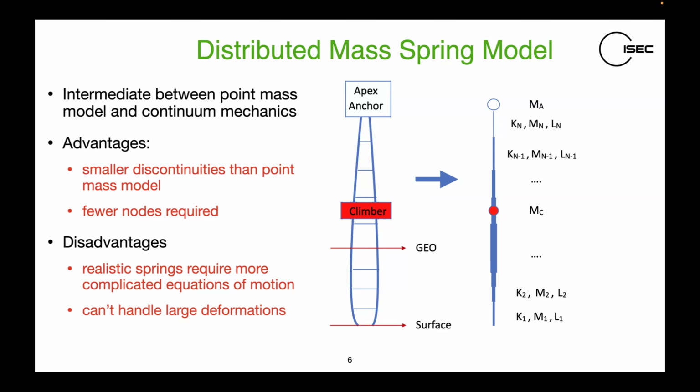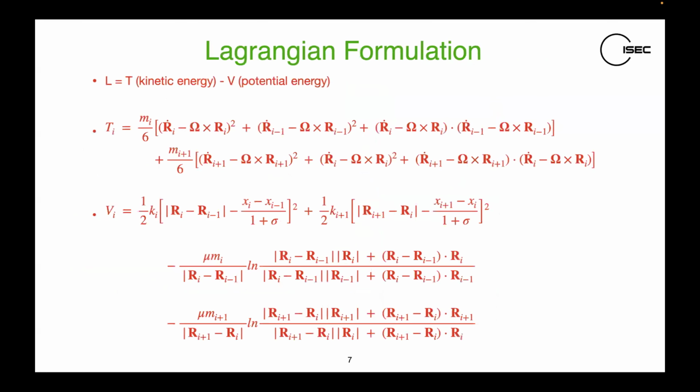And if you look at the translation here from the diagram over to the set of continuous springs, each tether is divided into several segments, typically 1,000, and each segment has a spring constant, a mass, and a length. And then somewhere in the middle is the climber mass, and that has to be simulated. So let's not worry too much about this.